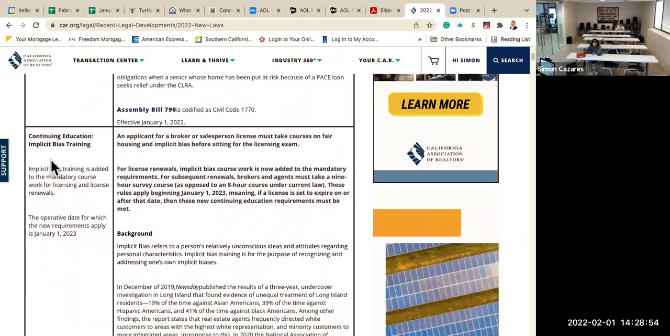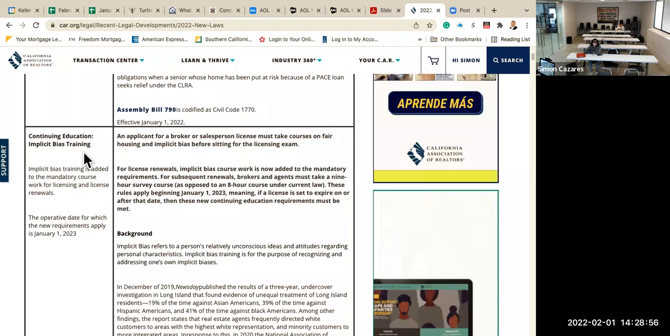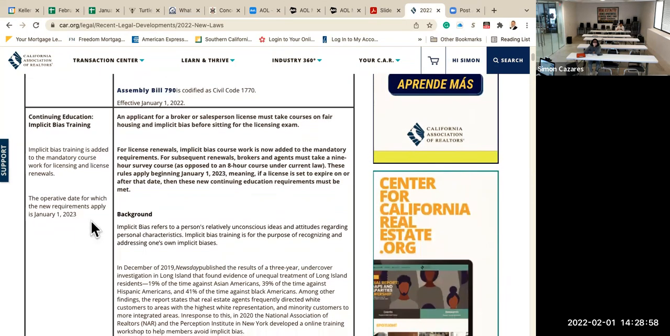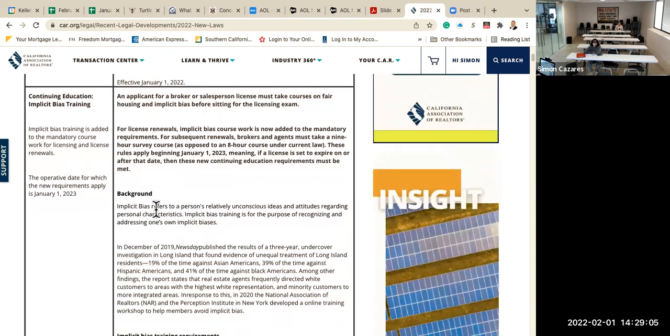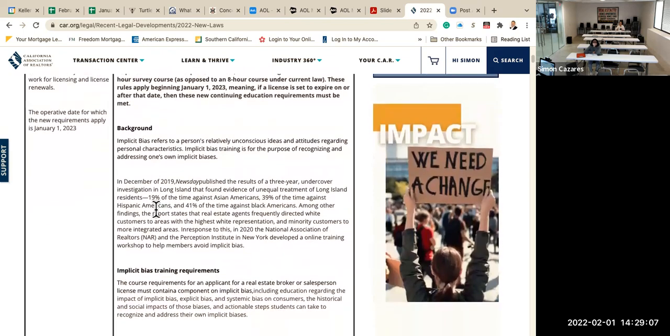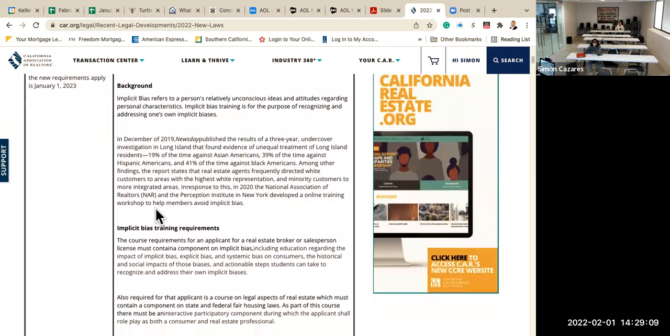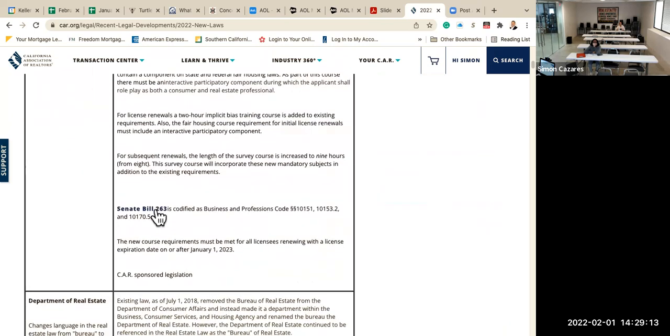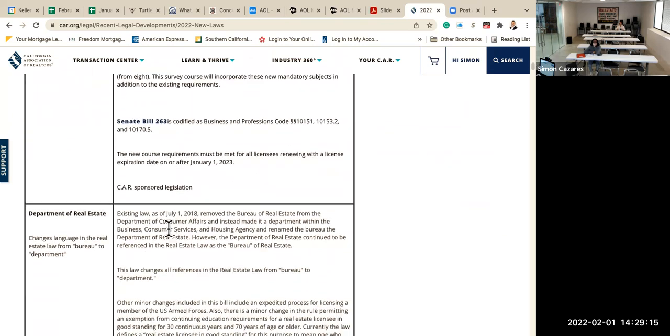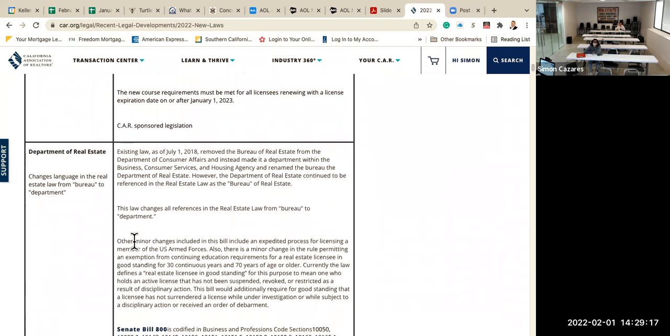Continuing education's implement bias training. This will apply on January 1st of 2023. And here is all the information in the background that will relate to these new training requirements. And that's Bill 263. The Department of Real Estate, changing language in the real estate from Bureau to Department.